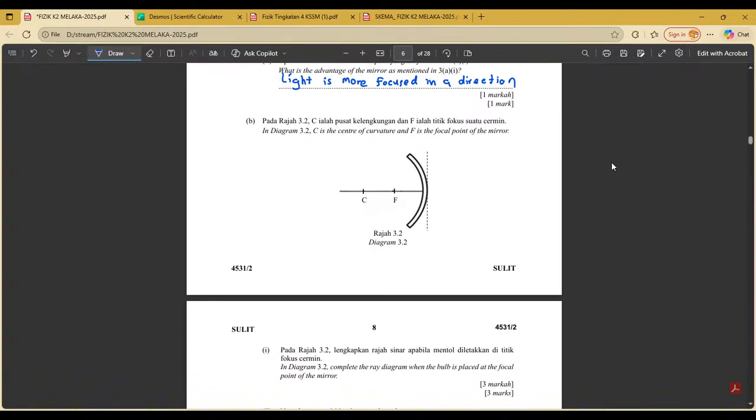On diagram 3.2, C is the center of curvature and F is the focal point of the mirror. In diagram 3.2, complete the ray diagram when the bulb is placed at the focal point of the mirror. So it goes here and then bounces all over, or bounces like this. Image at infinity.